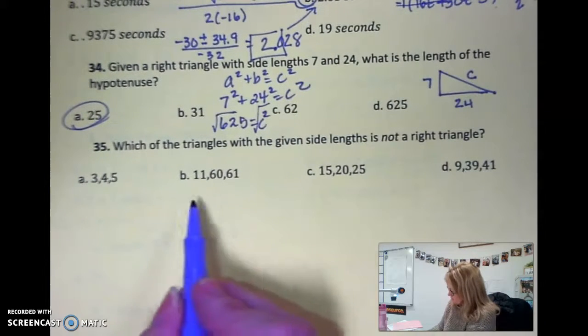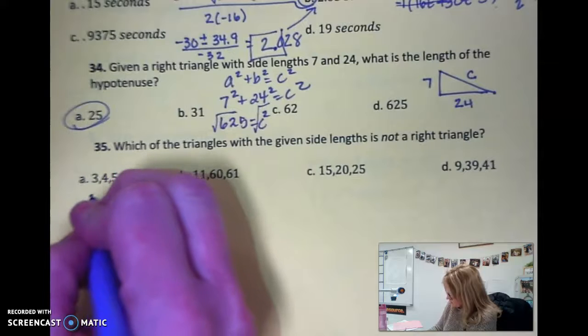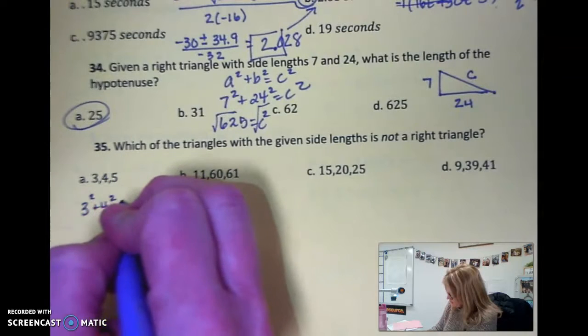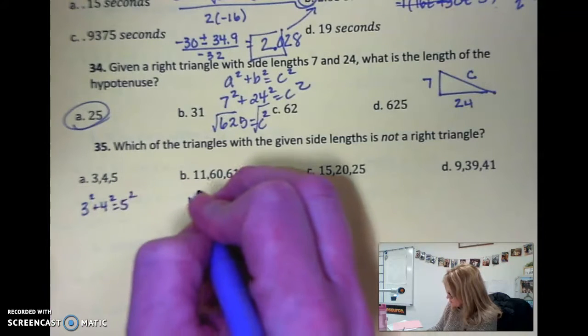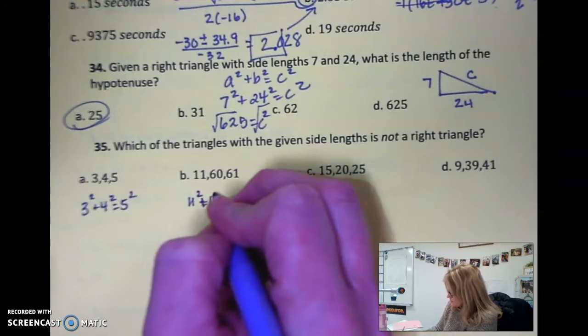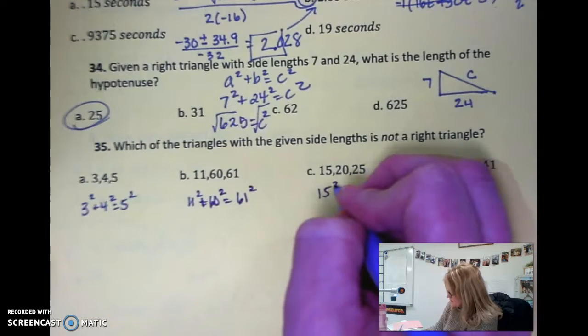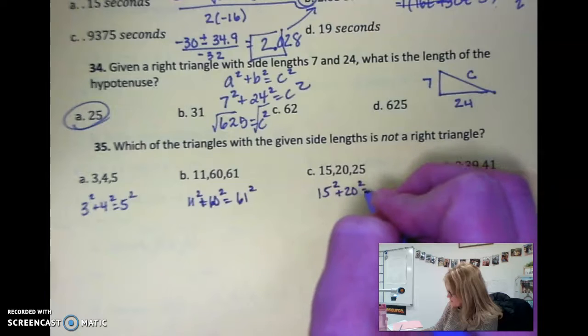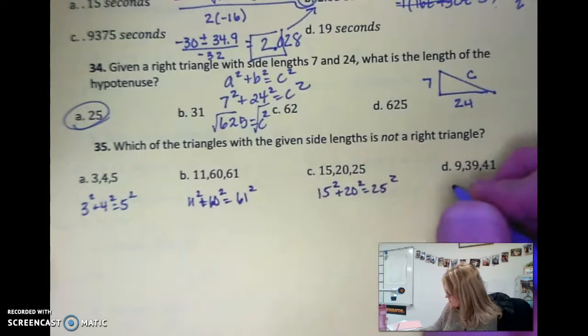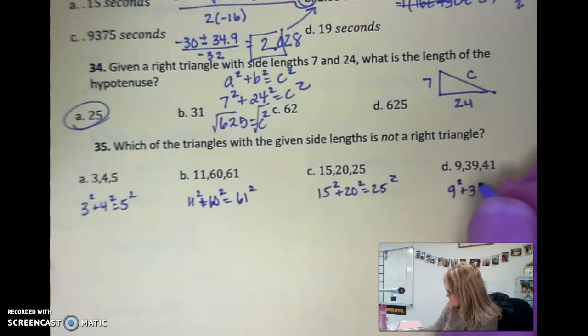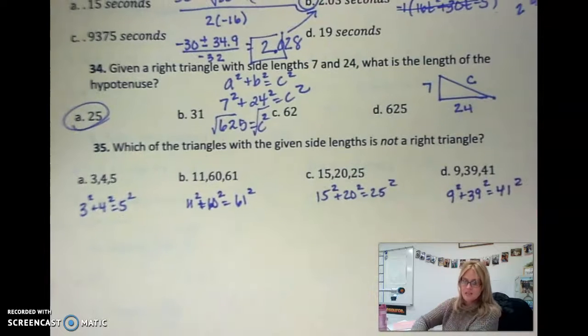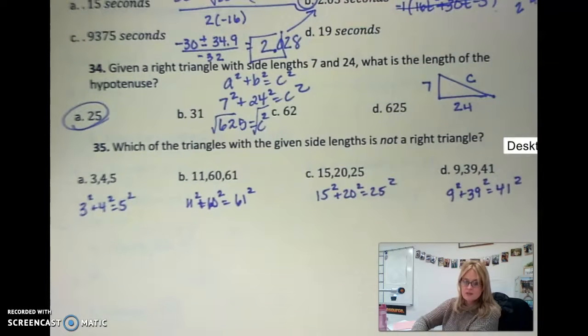Which of these is not a right triangle? You would have to check to see if a squared plus b squared equals c squared for all of these. And if it doesn't work, then it is not a right triangle. So you would have to test all of these. And remember, c is your longest side of the triangle. I know A is a 3, 4, 5.